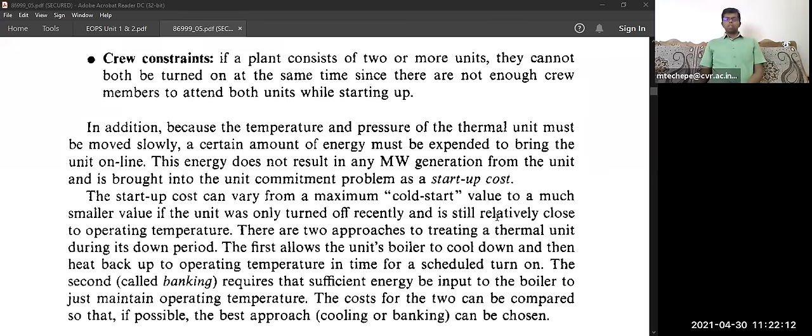Startup cost can vary from a maximum cold start value to a much smaller value if the unit was only turned off recently and is still relatively close to operating temperature. Cold start means normal operation where the water will be somewhat cool. So that is called cold start.